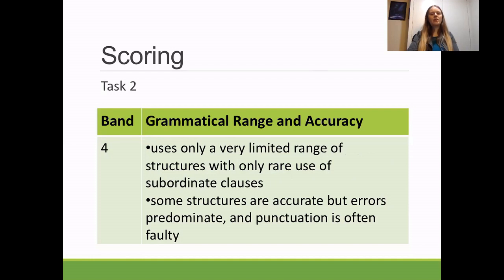For a score of 4, you would have a very limited range of structures with only rare use of subordinate clauses. So you're using very simple sentences, and rarely you might use slightly more complex sentences. Some structures are accurate, but errors predominate and punctuation is often faulty. So your errors are really frequent at this level, at a level of 4.